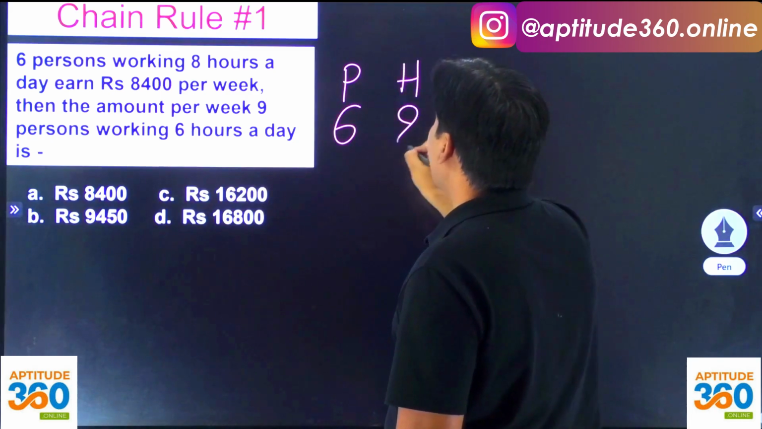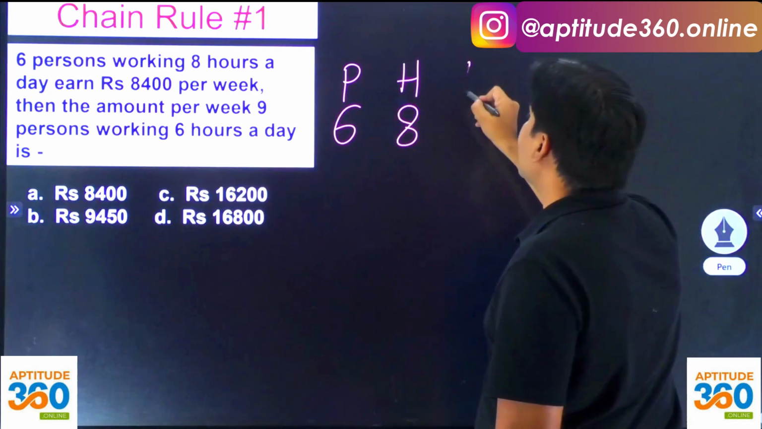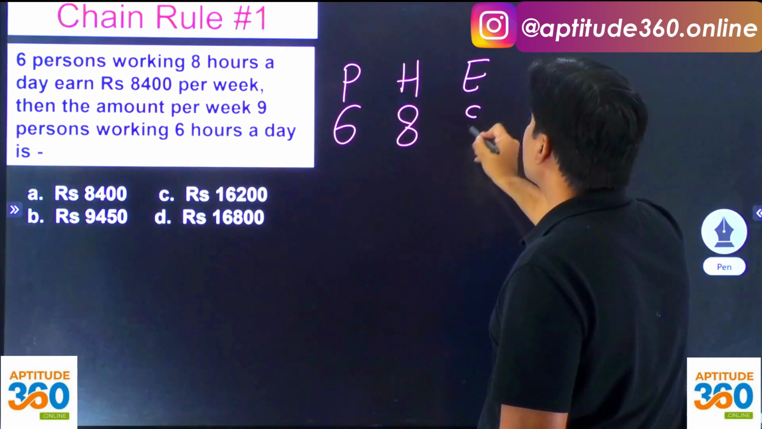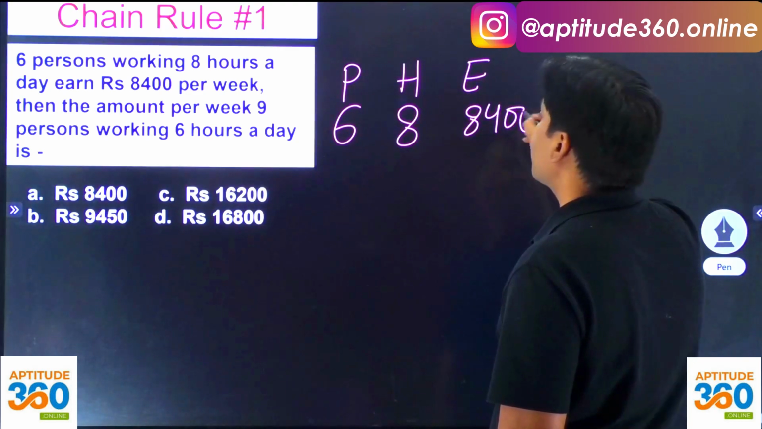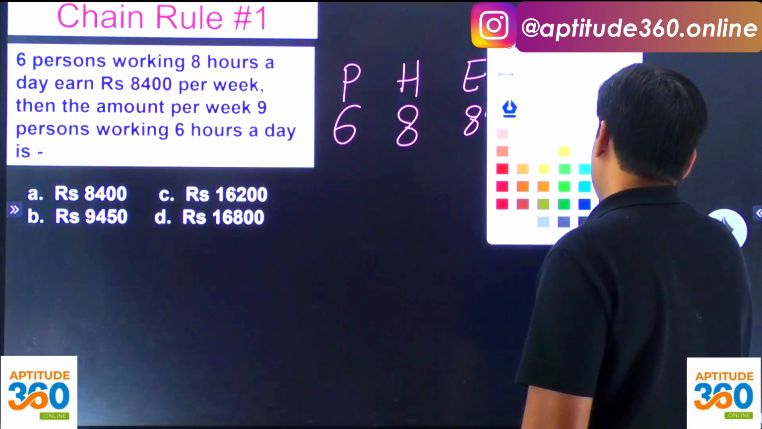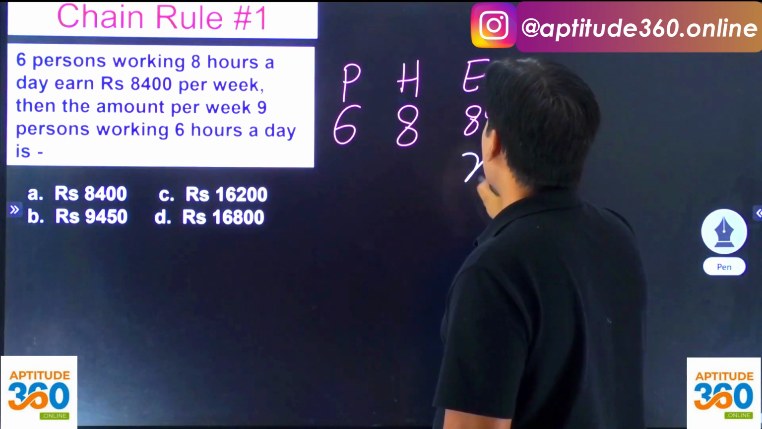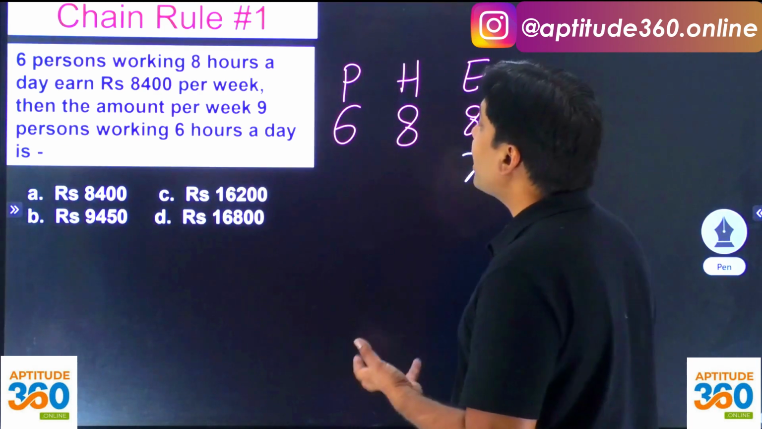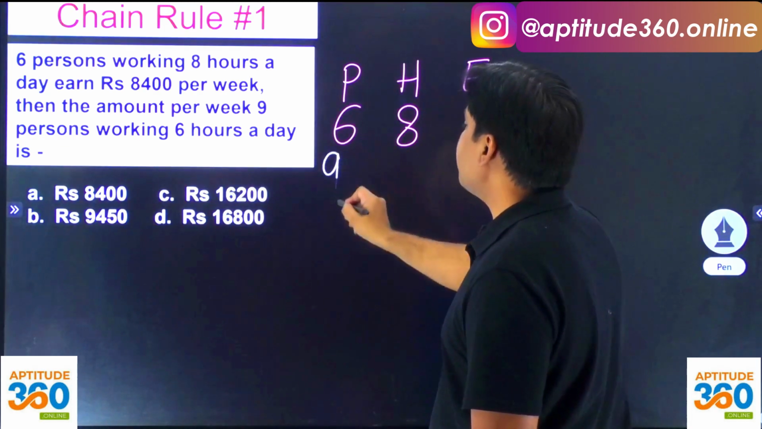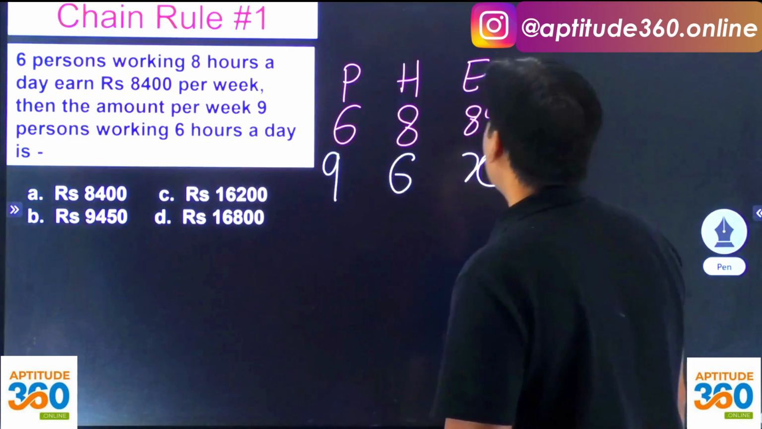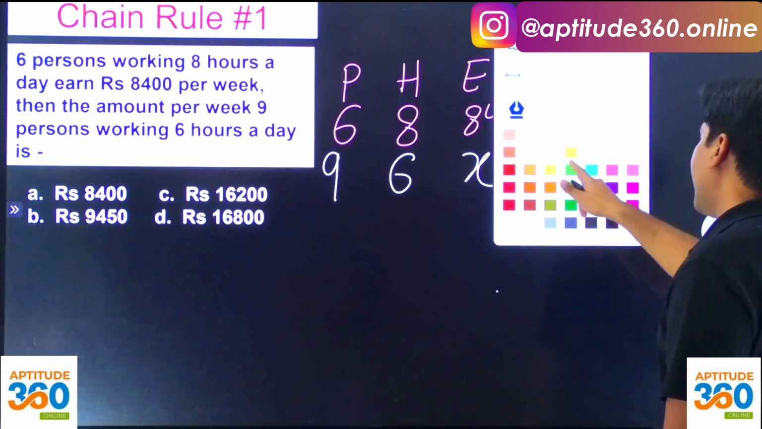How many hours? 8 hours. And their earnings: your earning is 8400 rupees per week, right? And then the problem is asking you to find out how much is going to be the amount per week when you have got 9 persons and they are working only for 6 hours a day.